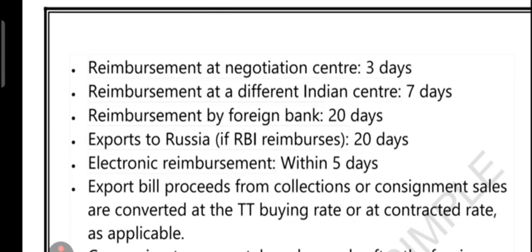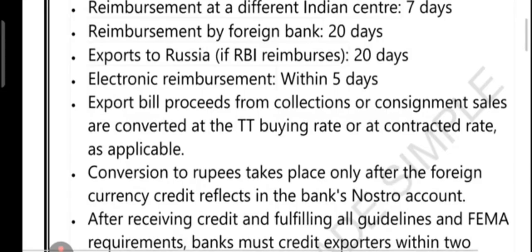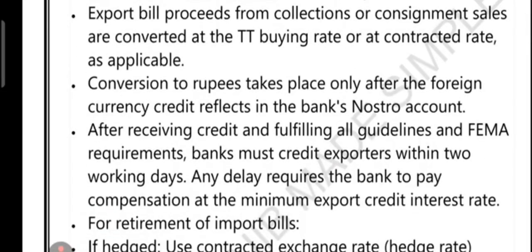The next point is when export proceeds are received from collection or consignment sale, they are converted into INR at the TT buying rate or the agreed rate. But remember, the bank only converts once the foreign currency credit actually happens in their nostro account, that is their account in the foreign bank. So conversion will only happen then.